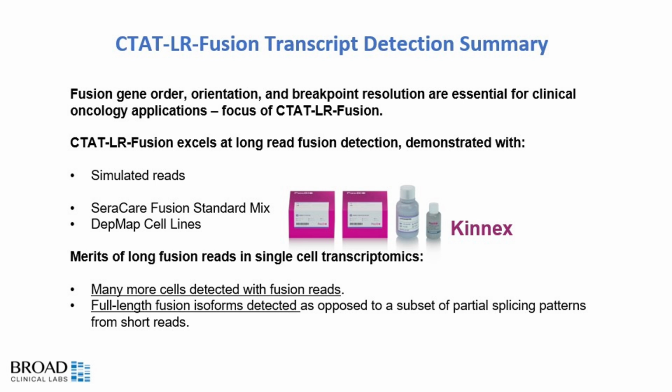And there's other key merits of these long reads. You get many more cells that are going to be detected with fusion reads. And again, if you're doing single cell transcriptomics and you want to find fusions, you really kind of need this. And the full-length fusion isoforms we're detecting is really another great merit, as opposed to these partial splice junctions that you get from the short reads.